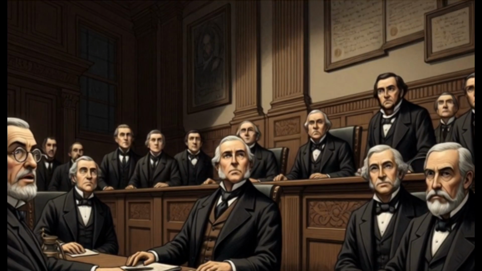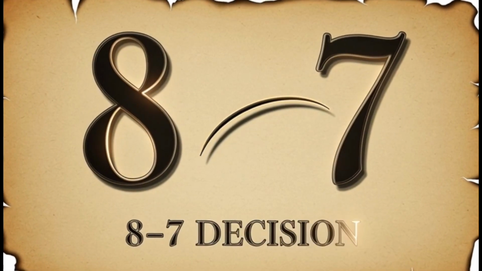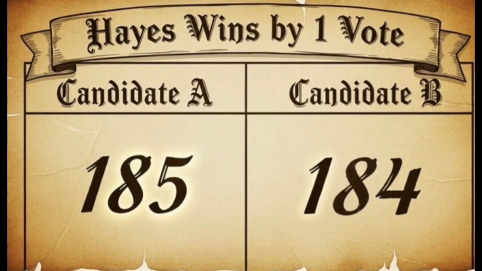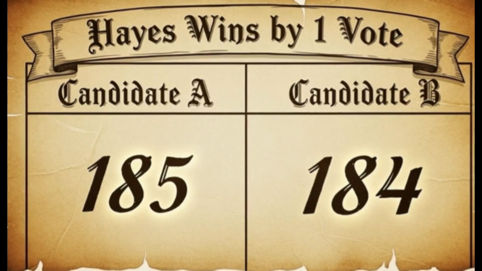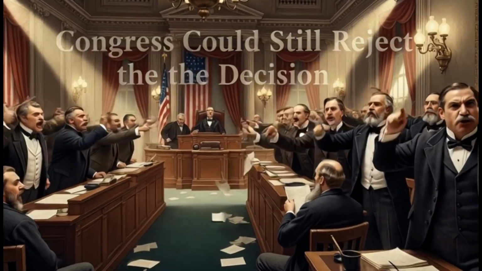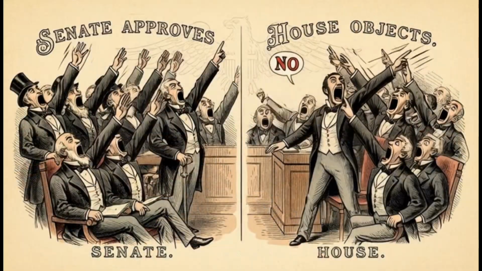In a series of 8-7 partisan votes, the commission awarded all the disputed electoral votes to Hayes, giving him a final total of 185 to Tilden's 184. Technically, Congress could still reject the commission's decision if both houses agreed, but the Republican-controlled Senate supported it, while only the Democratic House objected. The decision stood.